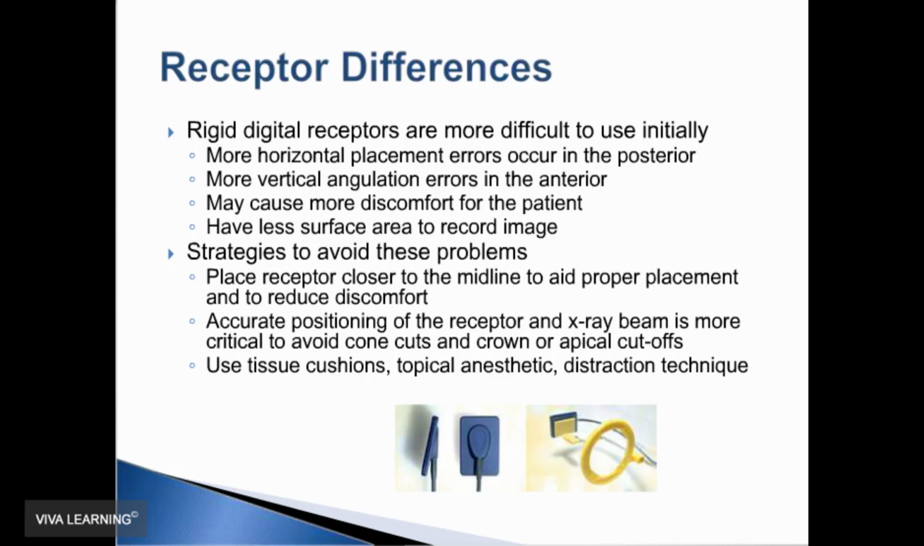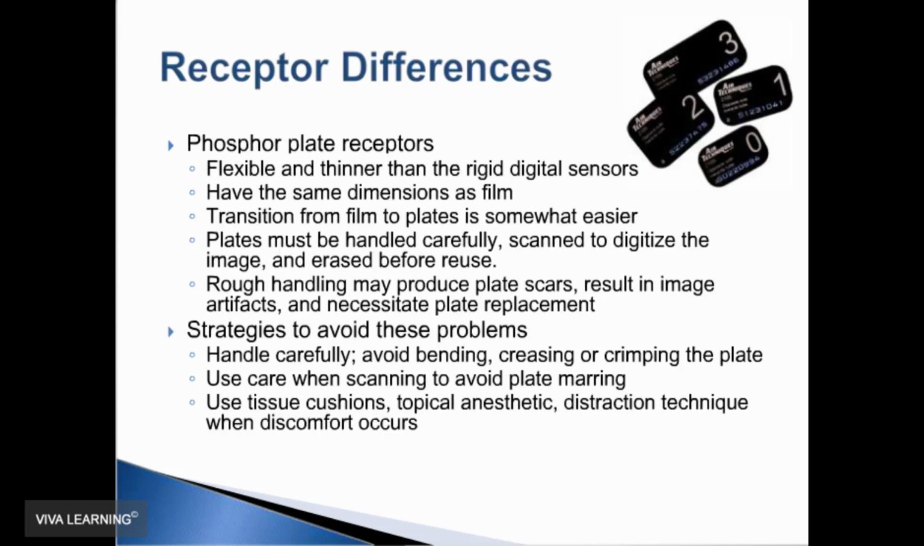Some ways to work around these problems I just mentioned: think lingual, move to the midline. Make sure that you're placing the receptor parallel to the teeth. If you see that it's angled, reduce your angulation to counteract that and reduce the vertical angulation so that you don't cut off aspects of the tooth structure. If the patient is uncomfortable, there are little tissue sponges that can be adapted to the covered sensor. You can use topical anesthetic or distraction techniques, and we'll talk about that in a little bit.